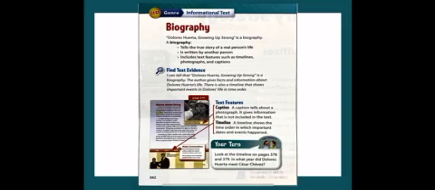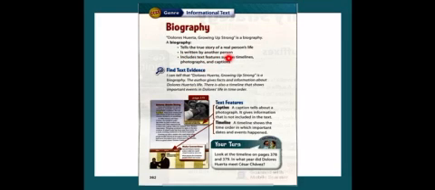Now, let's talk about biography. A biography tells the true story of a real person's life. So, a biography is not made up. The person that a biography talks about is a real person that is really in the world or has lived before in the world, and it is written by another person.